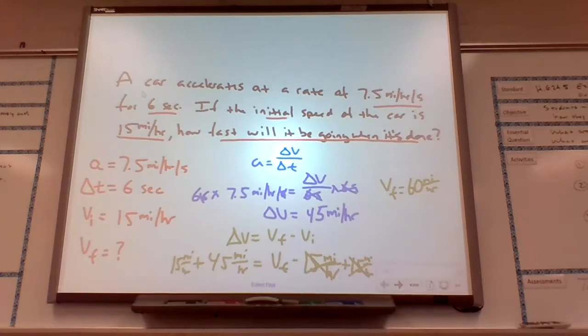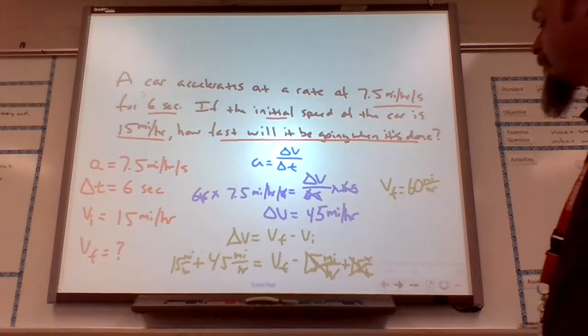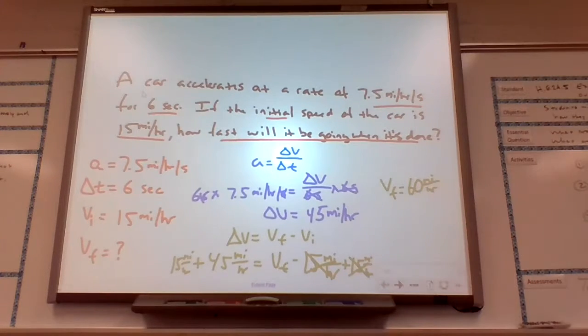So we did this in the exact opposite way we did the previous one. The previous one, because we were solving for acceleration, we did the delta V problem first, and then we took that number and used it in the acceleration equation. In this one, because we were solving for one of our velocities, we had to save the delta V equation for last.